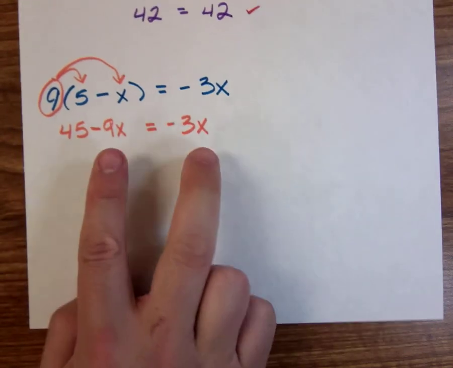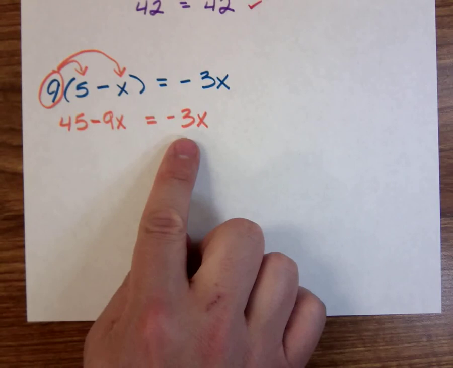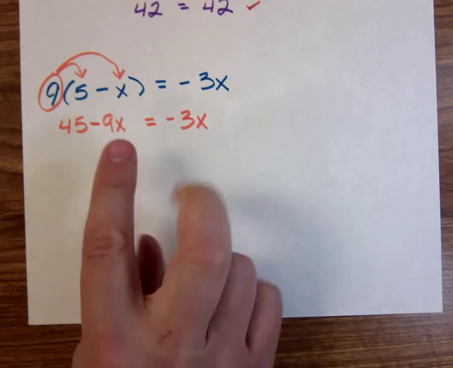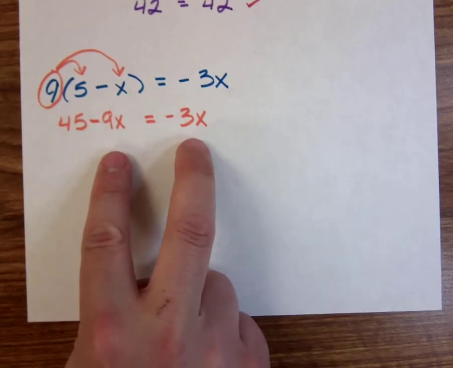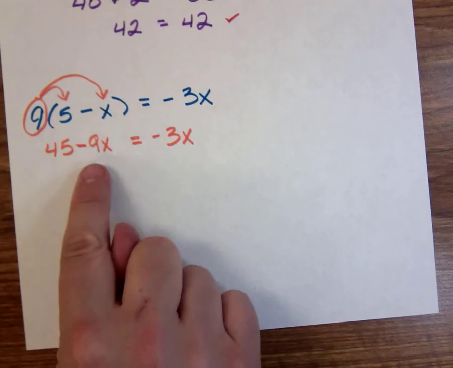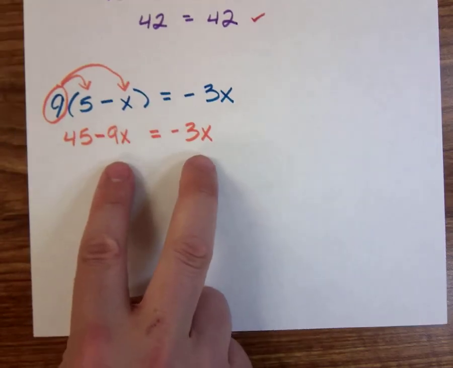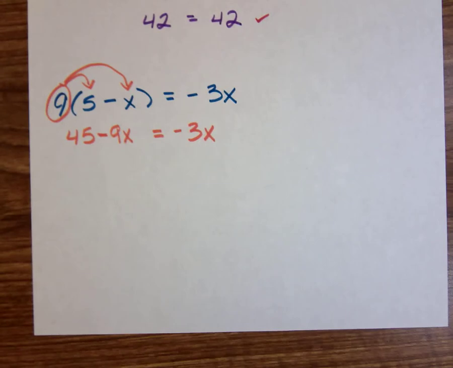Now, in both cases, it's addition. To get rid of minus 3x and move it over to this side, I would add 3x on both sides. And same thing here, this is a minus 9x, so I would add 9x onto both sides. So I can do either one of those. The question is, which one's going to be easier? Adding 9x, because then you would have the rest of the 45.